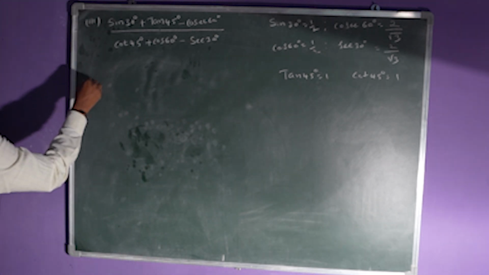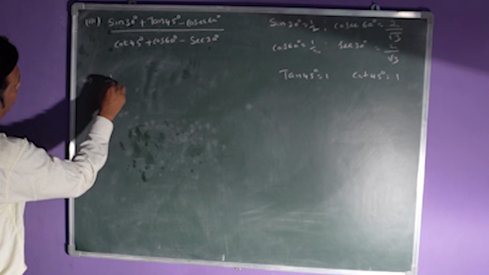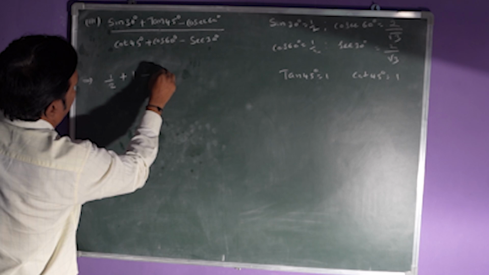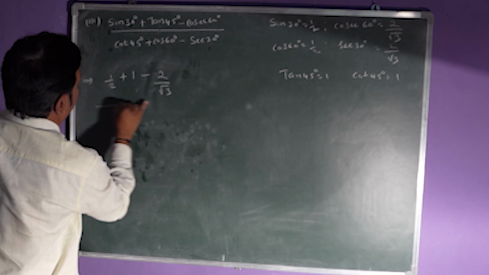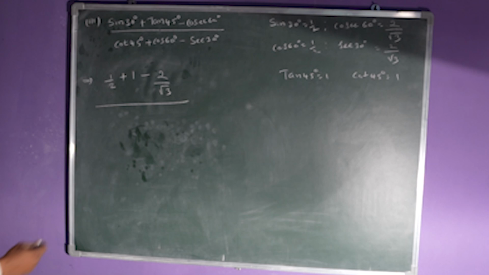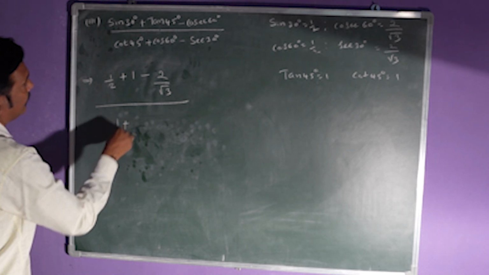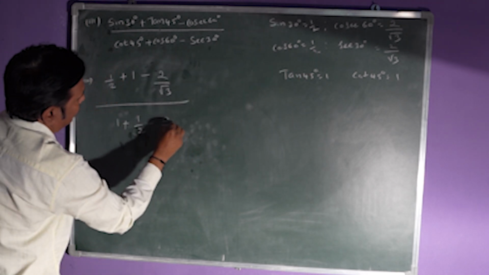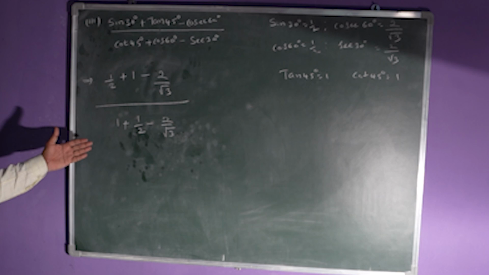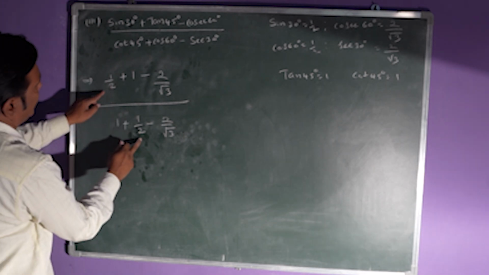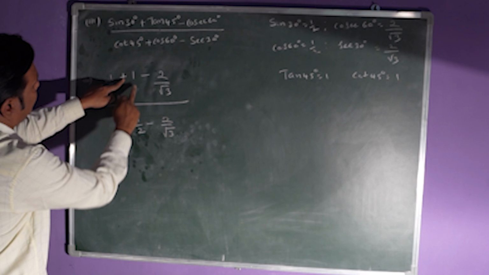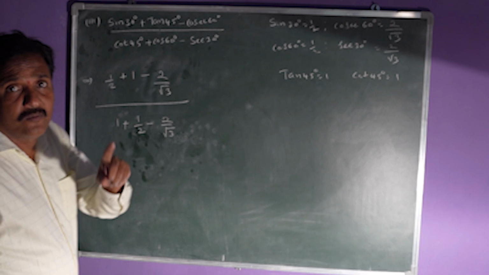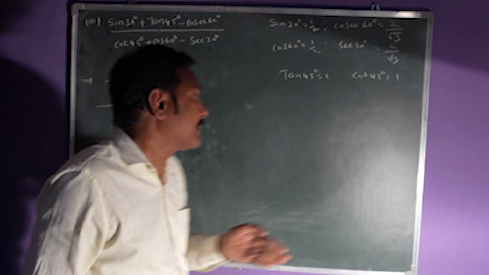Sin 30 is 1 by 2, plus tan 45 is 1, minus cosecant 60 degrees is 2 by root 3, divided by cot 45 is 1, plus cos 60 degrees is 1 by 2, minus secant 30 degrees is 2 by root 3. Is it clear? The numerator is 1 by 2 plus 1, minus 2 by root 3, and the denominator is 1 plus 1 by 2 minus 2 by root 3. And I will simplify in the next step.